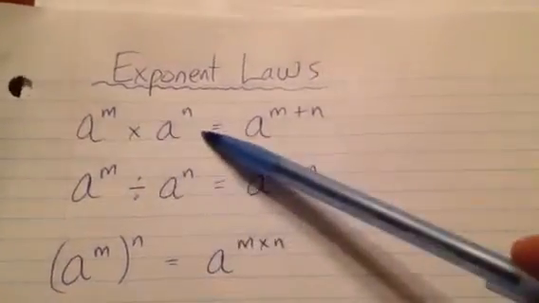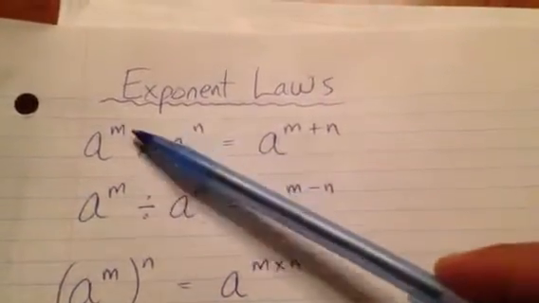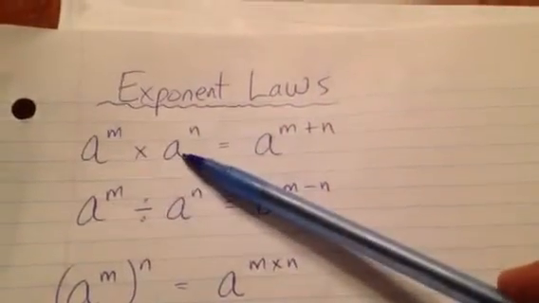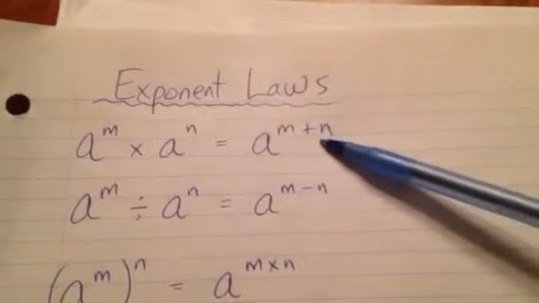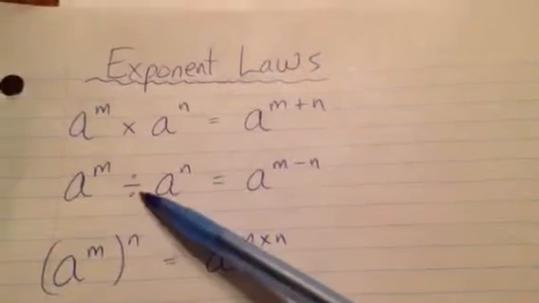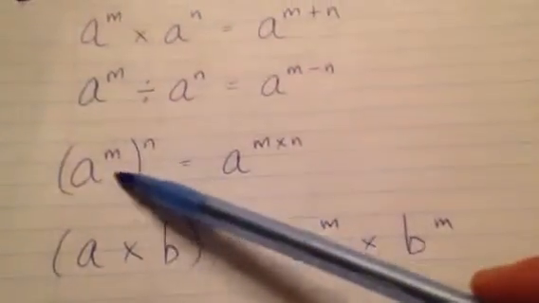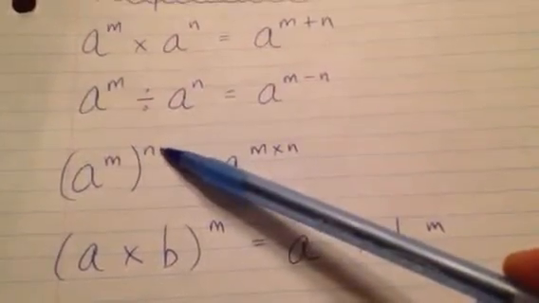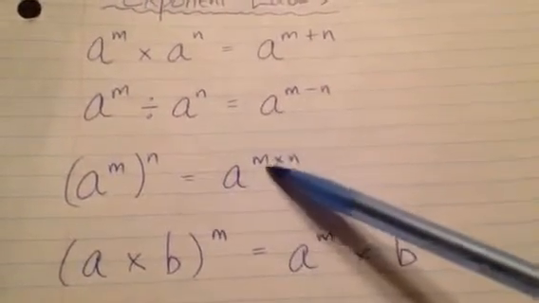So if we have 2 powers, the first law says if you have 2 powers with the same base and they each have an exponent, to simplify it, the answer is keep the base the same and you add the 2 exponents, m plus n. If you have 2 powers and you're dividing them, you keep the base, you subtract the exponents. If you have a power and it's raised to another exponent, so in other words, the power of a power, you keep the base, you multiply the exponents.